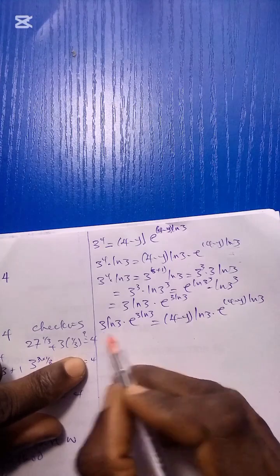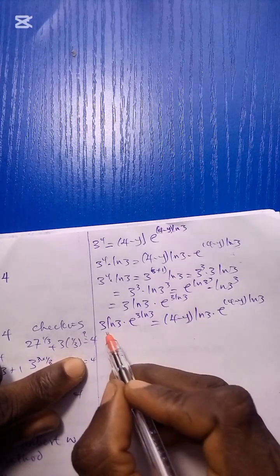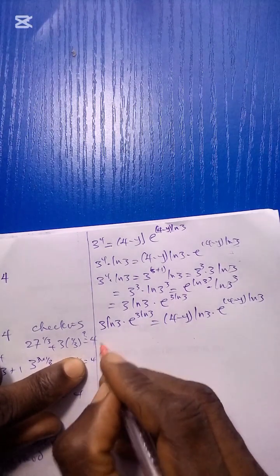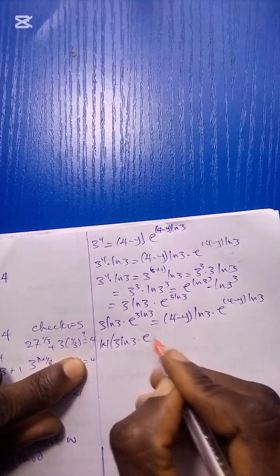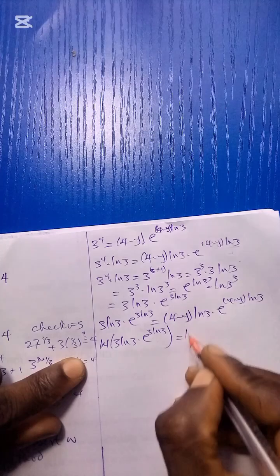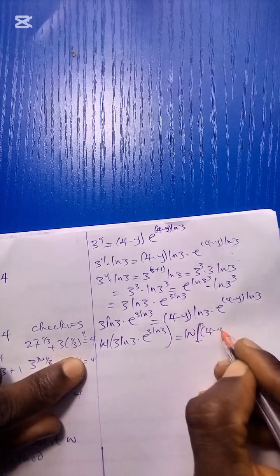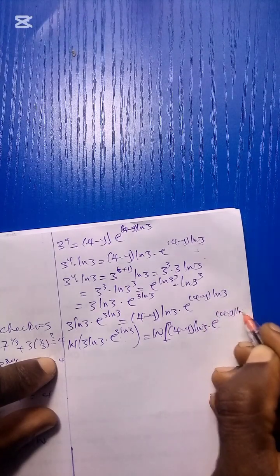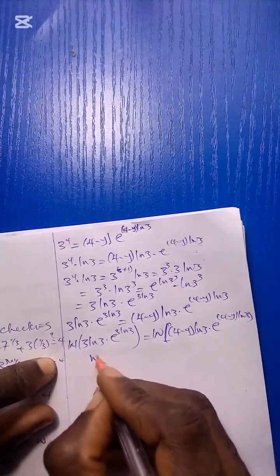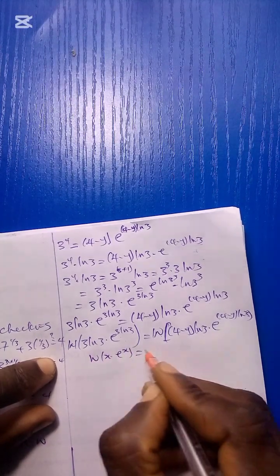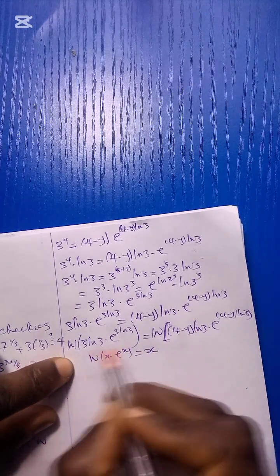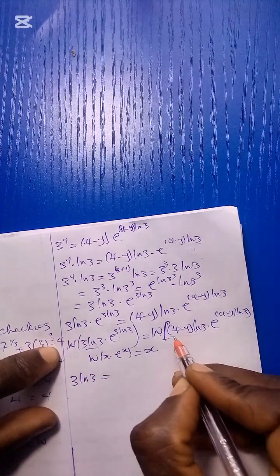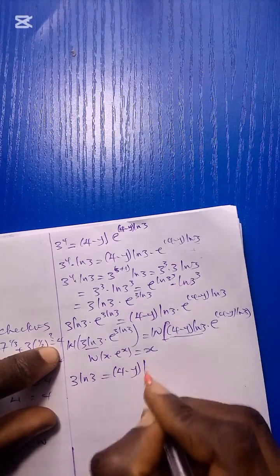So both in the left hand side and in the right hand side we have these being equal to this. As we have these being equal to this, we can now take the W of both sides. So W of 3 ln 3 times e to power 3 ln 3 equals W of (4 minus y) ln 3 times e to power (4 minus y) ln 3. Now let us remember that if we have W of x times e to power x, it is the same thing as x. So this expression simplifies into this. That becomes 3 ln 3, and this expression also simplifies into this, (4 minus y) ln 3.